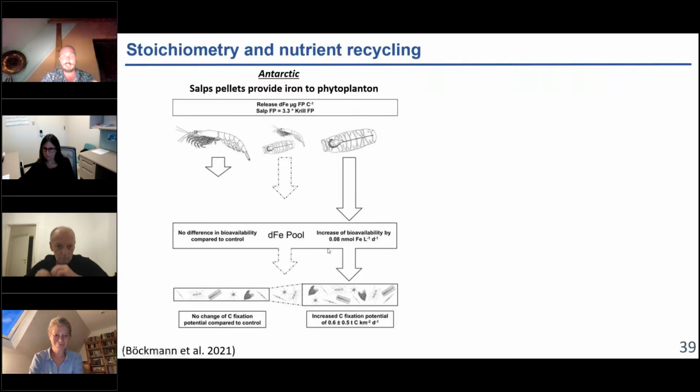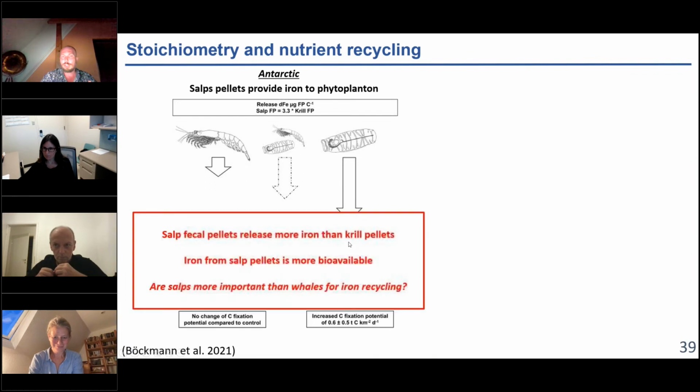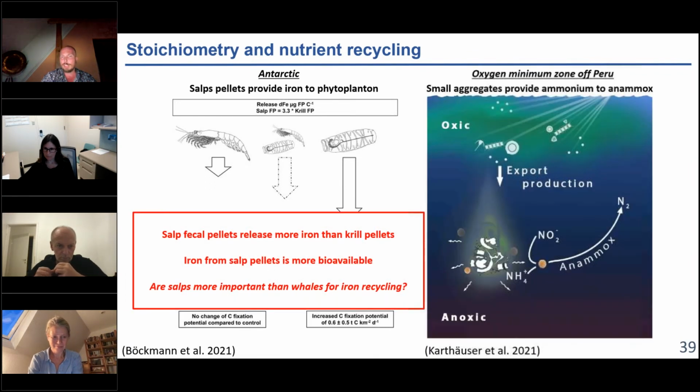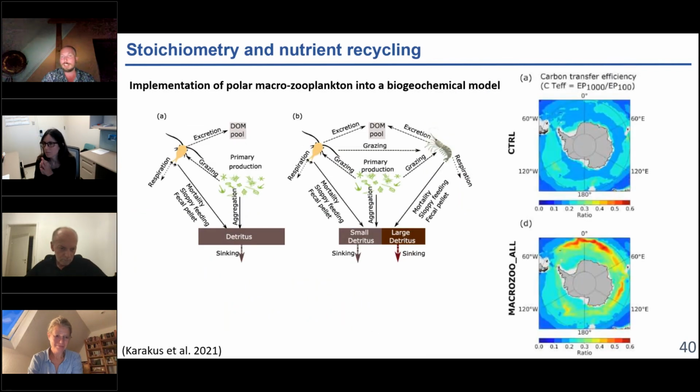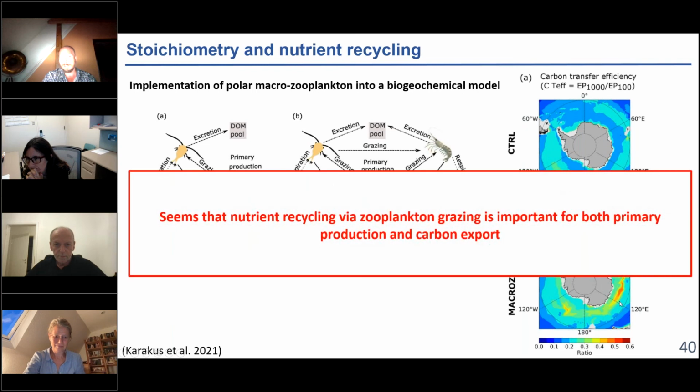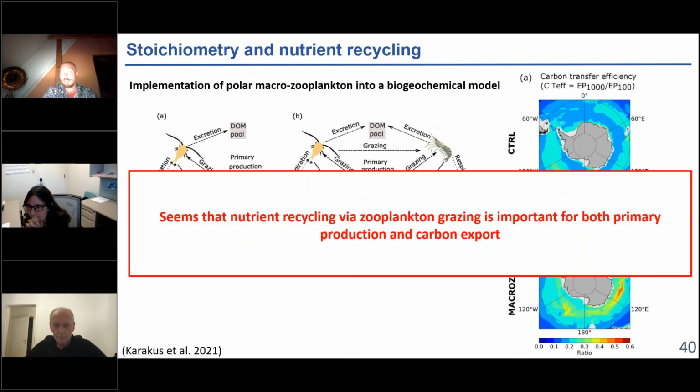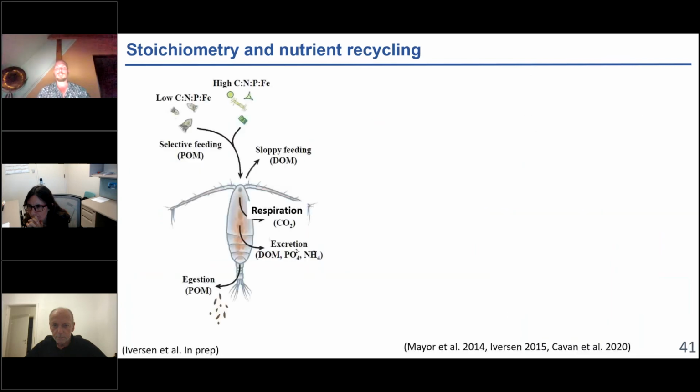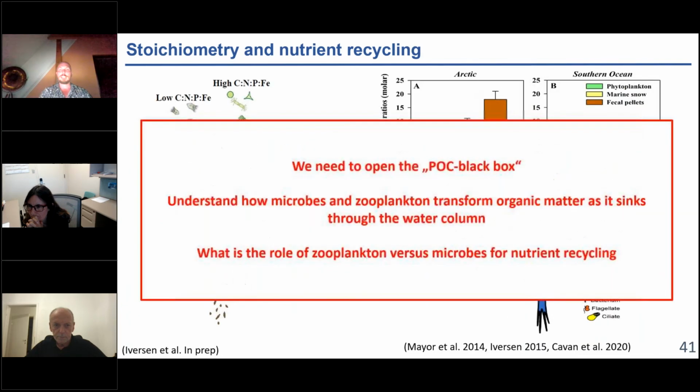I'm getting really late now, but we saw that we actually had a lot of iron in the Southern Ocean recycled from krill pellets, or in the tropical regions, we have a lot of nitrogen recycling happening in these aggregates. And when we modeled it, we also saw that when we included macrozooplankton, we got a much more efficient carbon pump around the Southern Ocean. So it seems that nutrient recycling via zooplankton is important for both primary production and carbon export. And I think we're basically there.